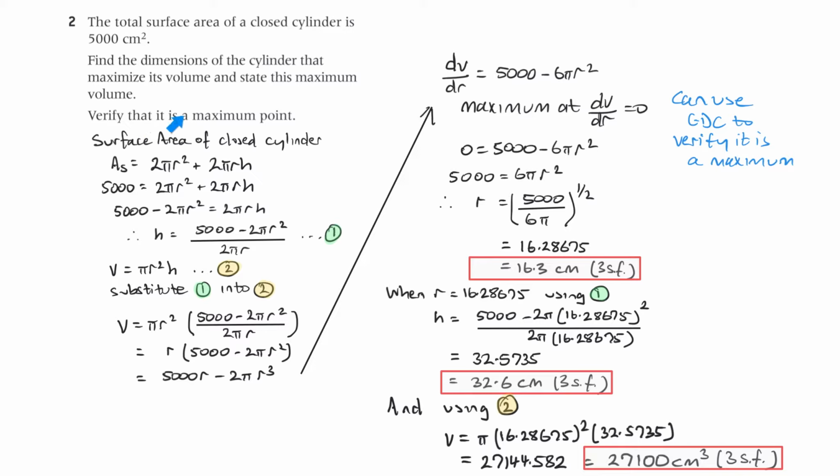Okay, they're also asking for the maximum volume, maximise its volume. So we substitute r, which is 16.28675, into this formula here, and h at 32.5735. So we've got that, and we get 27,144.582, which is, to 3 significant figures, 27,100 centimetres cubed.